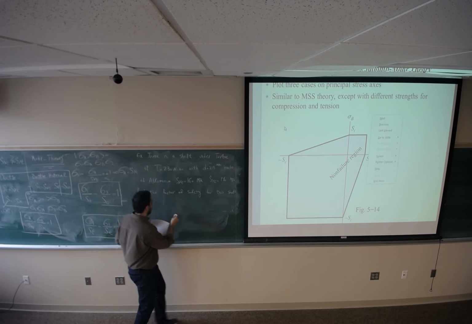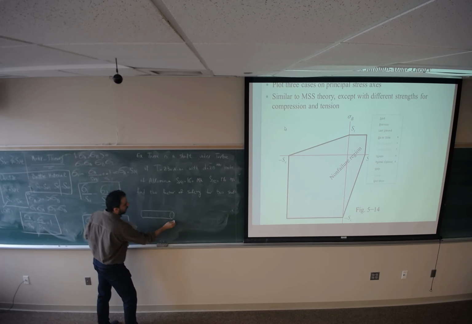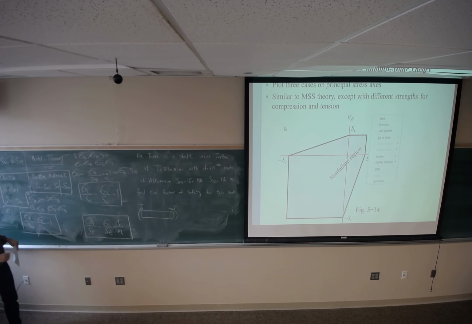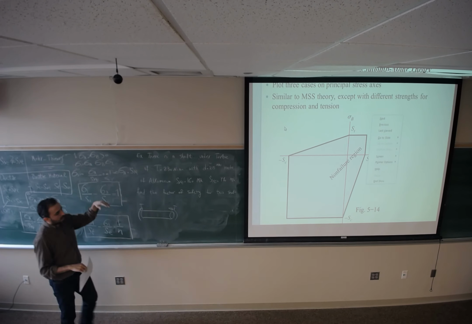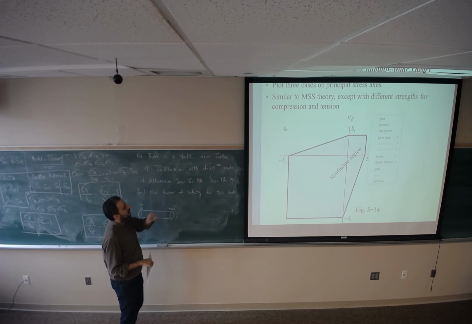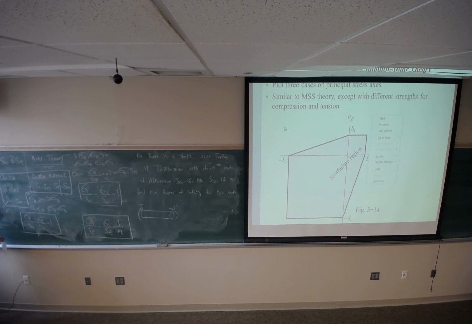So if there is a shaft, it's under pure torque, there is no other load present there. So this is the only load. It's a ductile material, it's given that it's a ductile material. But since these two are not the same, we cannot use MSST and distortion energy. So we have to use this one.